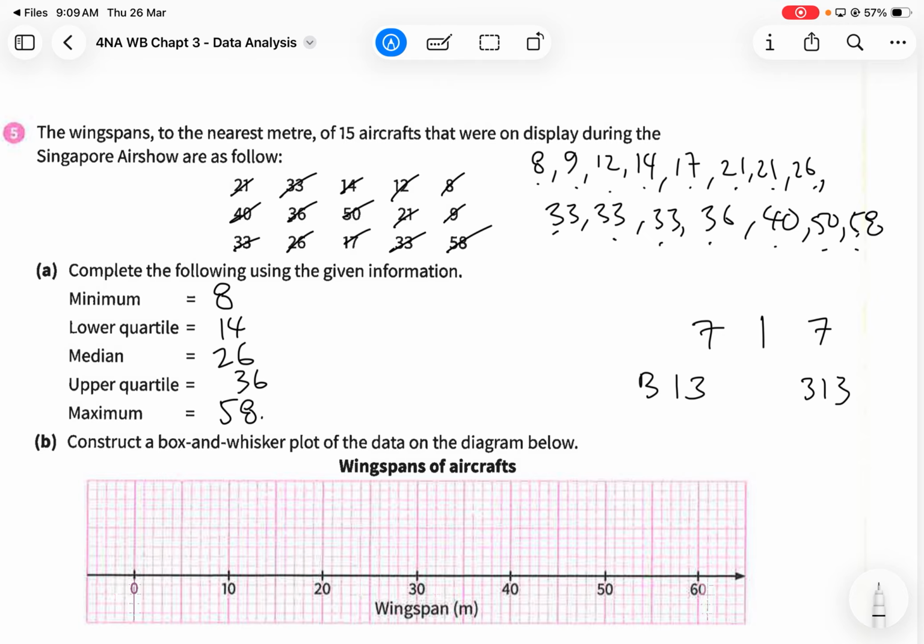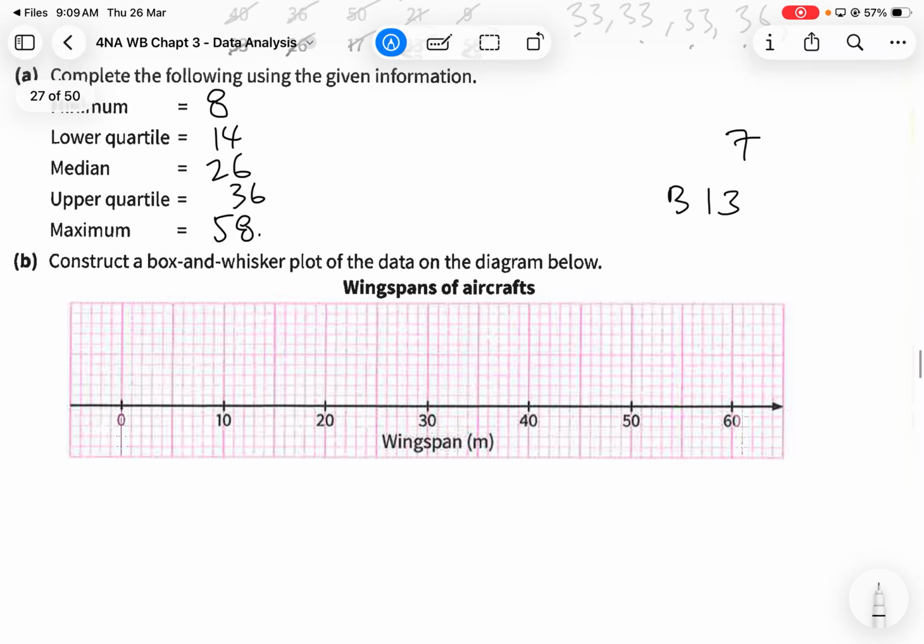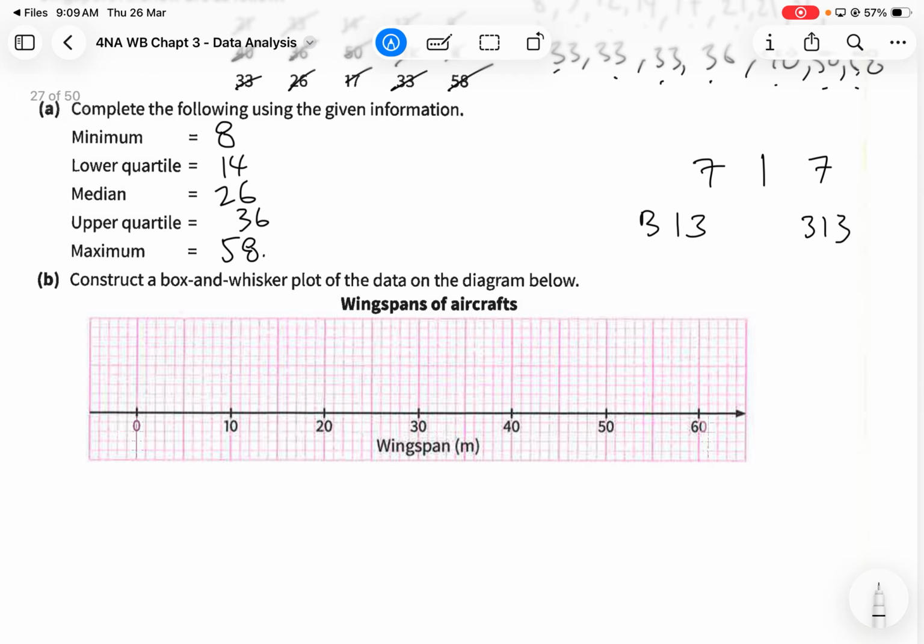Follow so far? Okay, then with these data, I can go and draw my box and whisker. Minimum is at 8. So I go to this here. I go to 8. Not 10. 10 small boxes is 10. So every small box is 1. So from 10 go back to space. It should be somewhere here.